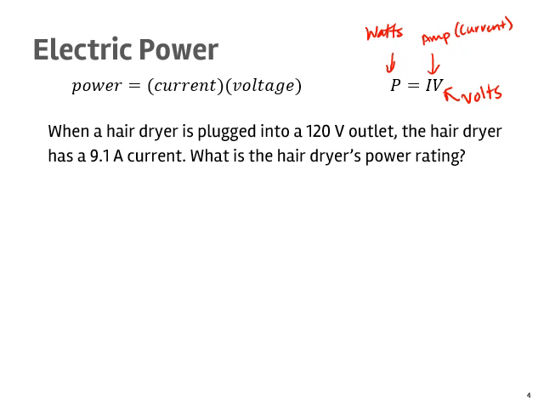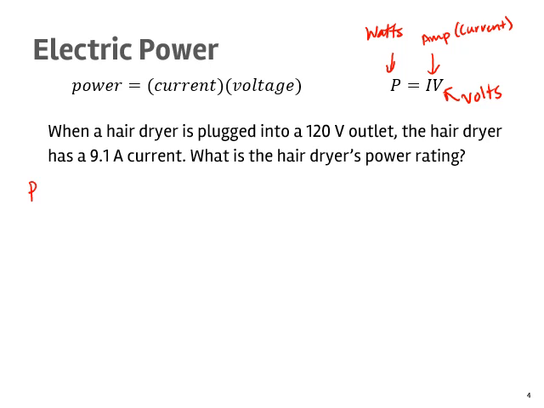Here we have a hairdryer that is plugged into a 120 volt outlet. The hairdryer has a current of 9.1 amps. What is the hairdryer's power rating? So this is very relatable. When we buy appliances or even something small like a hairdryer, it always has a power rating on it. And so this is how they actually calculate that power rating.